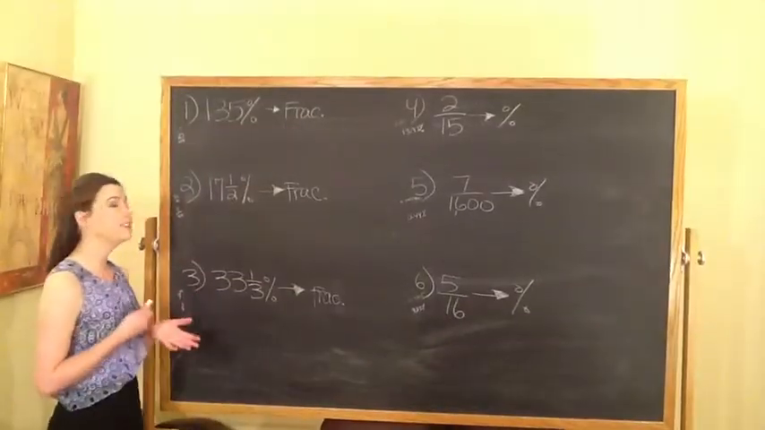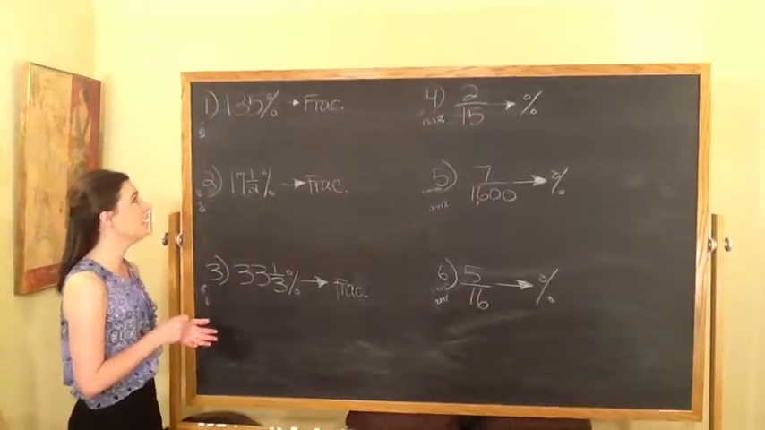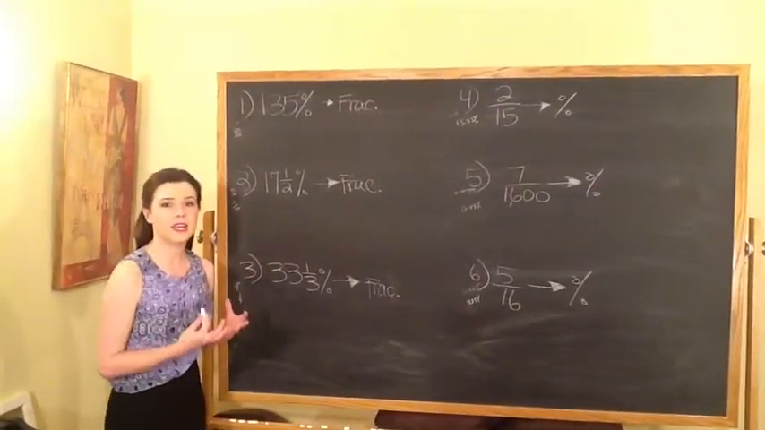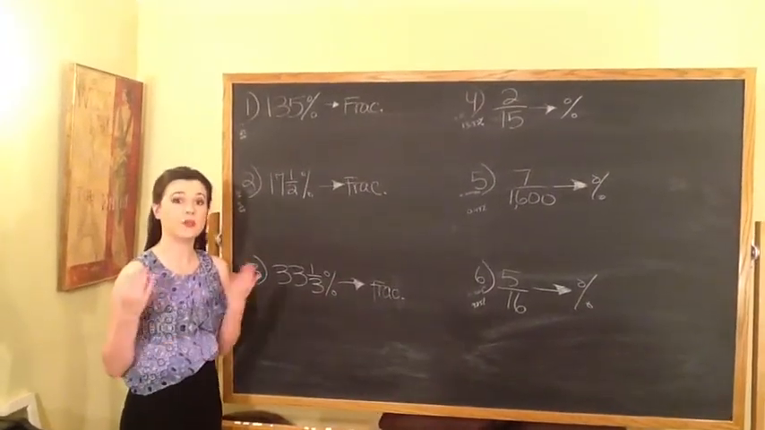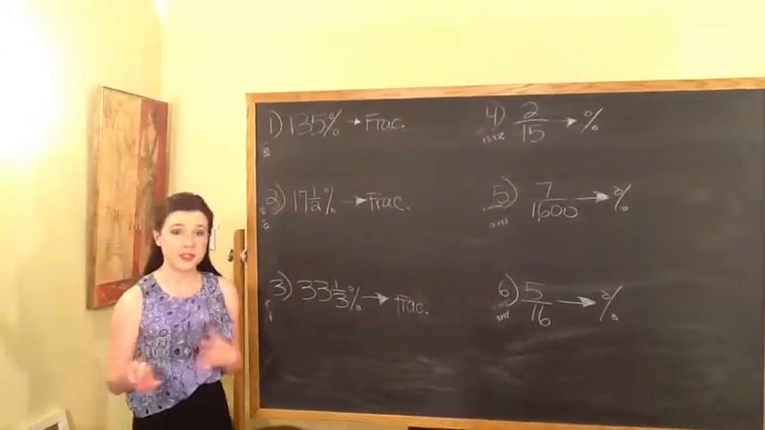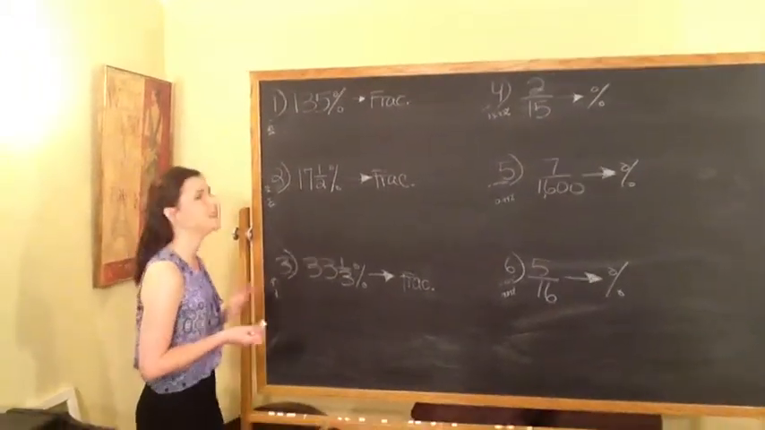Alright, let's look at the first example. We have 135%, and we're going to change it to a fraction. So anytime you're starting with a percent and you're going to a fraction, you always put it over what number? 100. So it always talks about 100 because percent means per 100, and we're always basing it off of that.